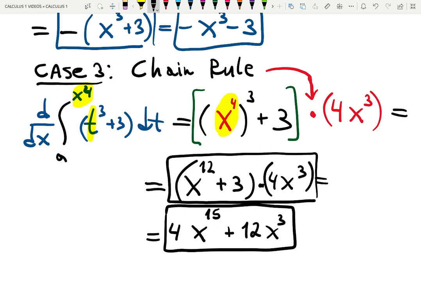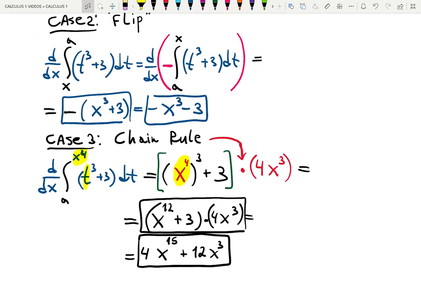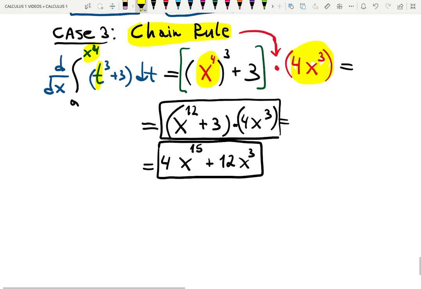So this is probably going to be the most challenging case, and that's why it usually goes to the exam, the chain rule case. So make sure you understand this one well, and don't forget to multiply by the derivative of the function inside, which was x to the 4. Finally, the last case is a combination of cases we just covered. Case 4 is mixed.